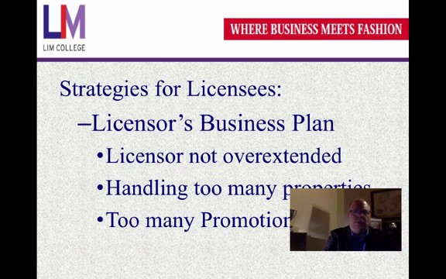All right, you need to also look at the licensor's overall business plan. All right, analyze their books. Analyze what their 5-year plan is, their 10-year plan is. All right, are they overextended? They have too many licenses out there? Are they overextended with the banks? Are they making money? Are they handling too many properties? All right. Are they promoting their goods? Are they spending too much on promotion? Are they spending too much on advertising? All right. So you need to look at their plan and analyze their plan.